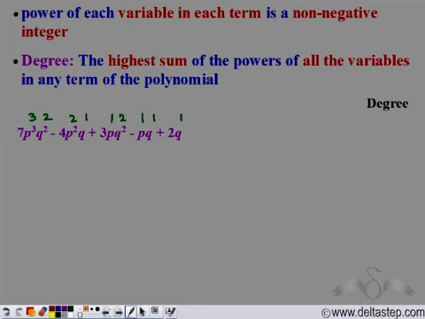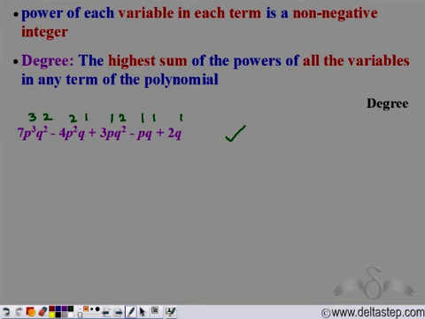So all these powers are non-negative integers: 1, 1, 1, 2, 1, 1, 2, 2, 3. All these are non-negative integers. So this qualifies as a polynomial. Now how do we calculate the degree?